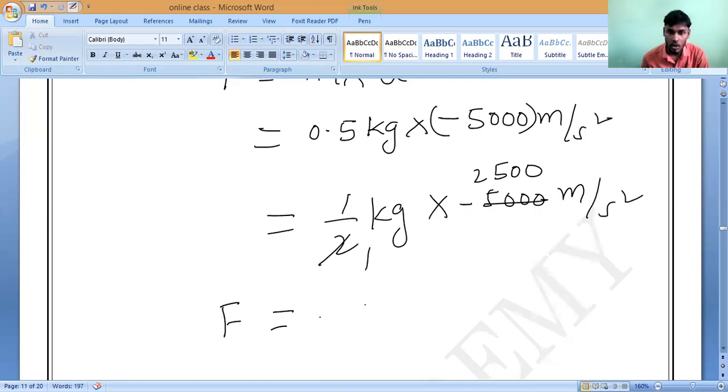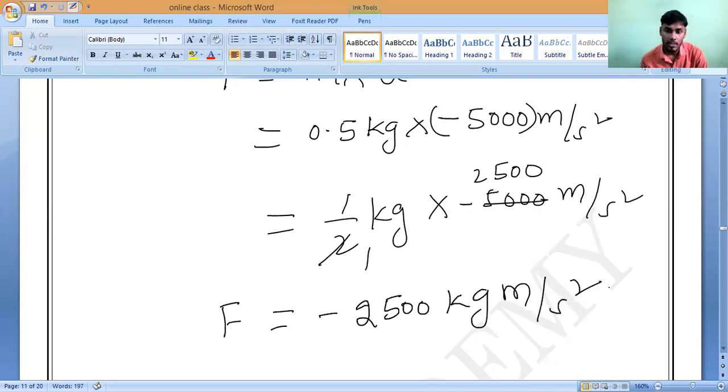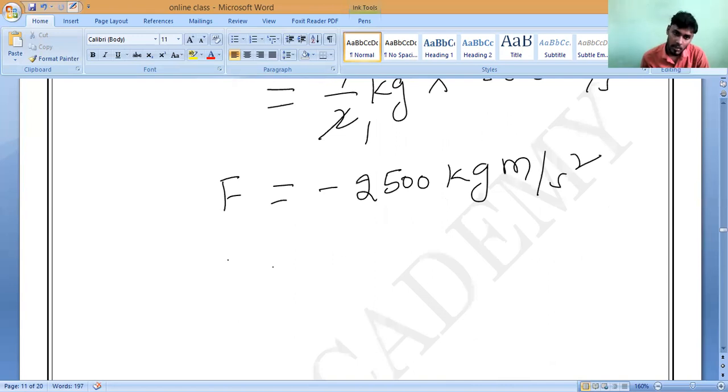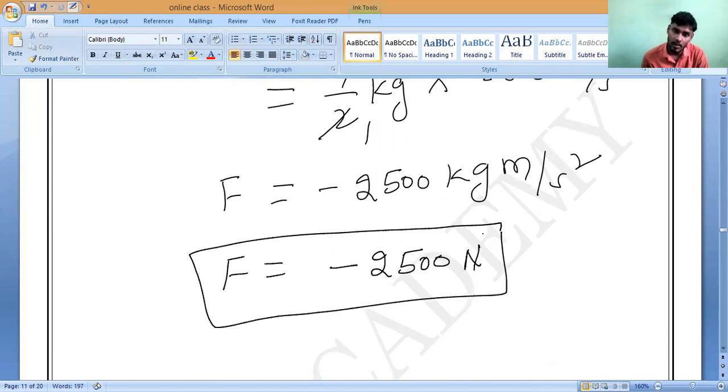So force is equal to how much? 2,500 kilogram meter per second square, which is minus 2,500 newtons. Is it a difficult sum? No, sir, it is simple. They have given it in an additional way, but it is very simple. Correct or not?